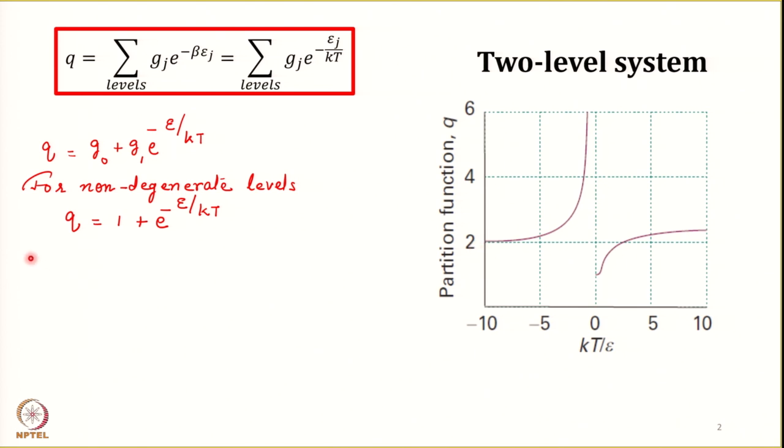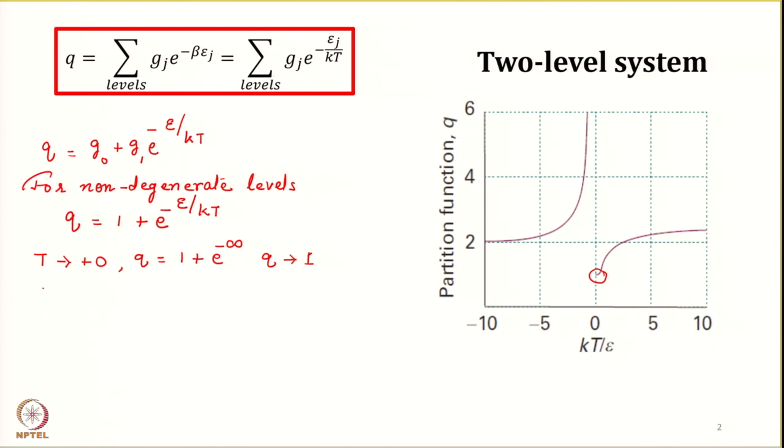Let us first talk about T approaching a value of plus 0. If T is plus 0, then Q will be equal to 1 plus exponential minus infinity. That means Q will approach a value of 1, and that is what you see over here.